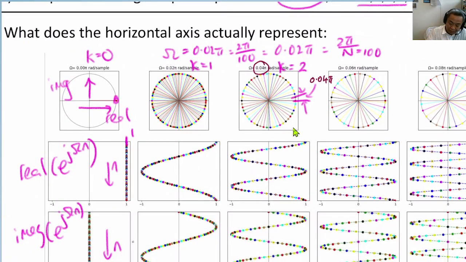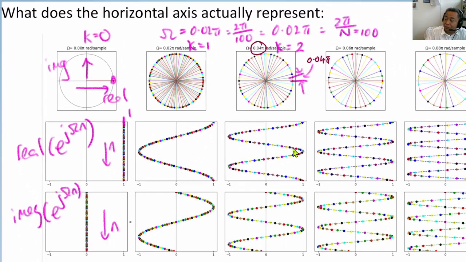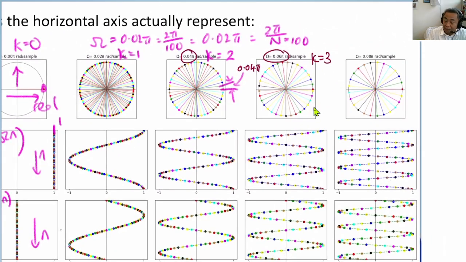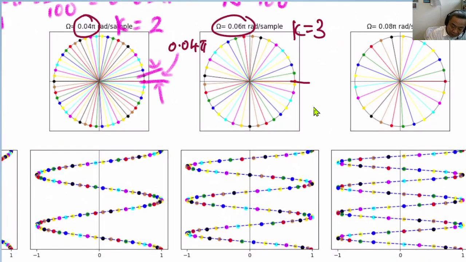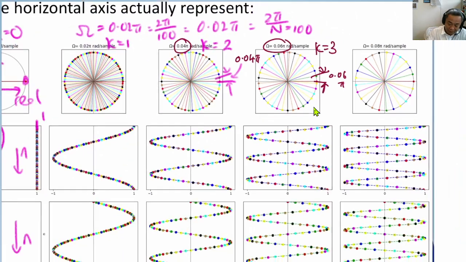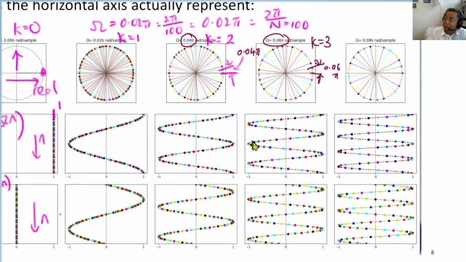And what you'll see in the real and imaginary parts is that in 100 samples, it makes 2 rounds. And the sine also, in 100 samples, makes 2 rounds. So as we increase again, this is k equals 3. Now the angle again becomes bigger. This is 0.06 pi. So every step, it makes 0.06 pi, and therefore in 100 samples, you make 3 rounds. 1 round, 2 rounds, 3 rounds, or 3 cycles for the cosine, 3 cycles for the sine.